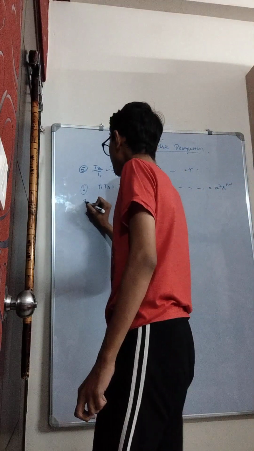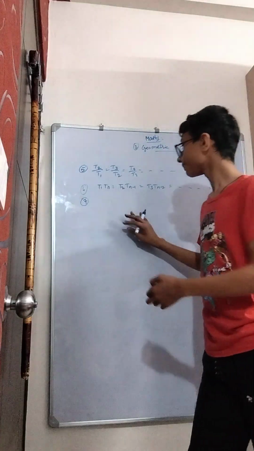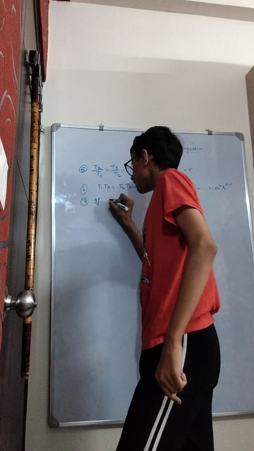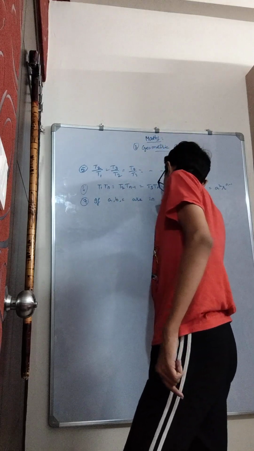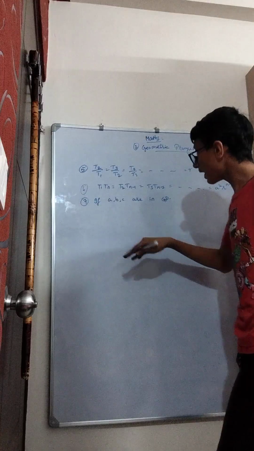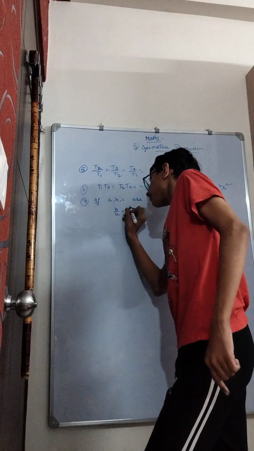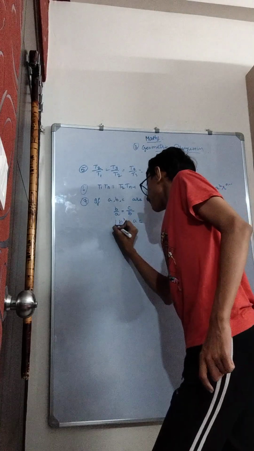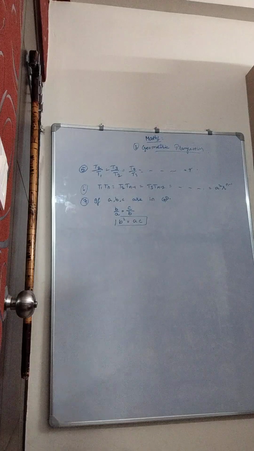Then the 7th one is, if A, B, C are in GP, then B by A is equal to C by B. Then by cross multiplication, B square is equal to AC. So this is also a method of checking GP. So these are the 7 properties.